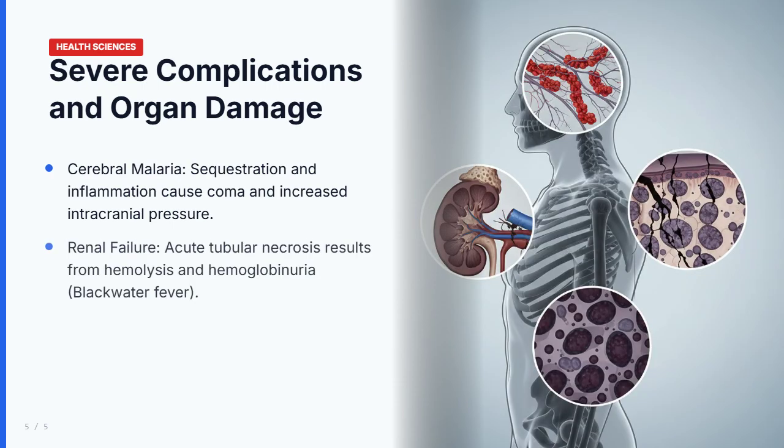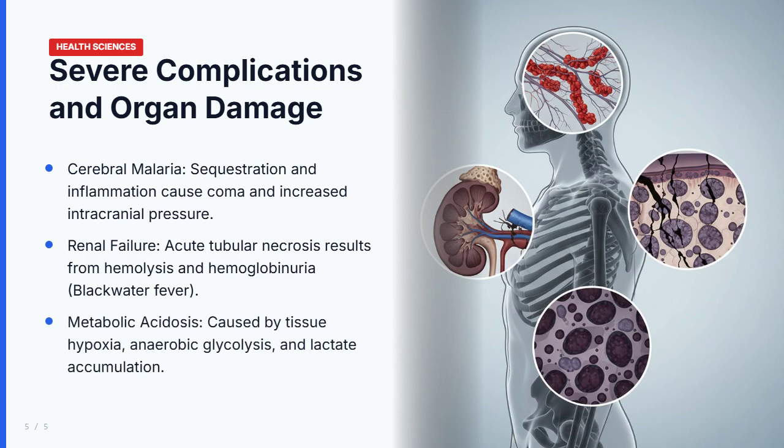As we draw the curtains on the pathophysiology of malaria, let us cement these critical complications in your mind. When the parasite sequesters within the microvasculature of the brain, triggering a cytokine storm, we witness the deadly cerebral malaria, manifesting as coma and dangerously high intracranial pressure. Simultaneously, consider the kidneys. The massive destruction of red blood cells leads to hemoglobinuria, famously known as blackwater fever, which precipitates acute tubular necrosis and eventual renal failure.